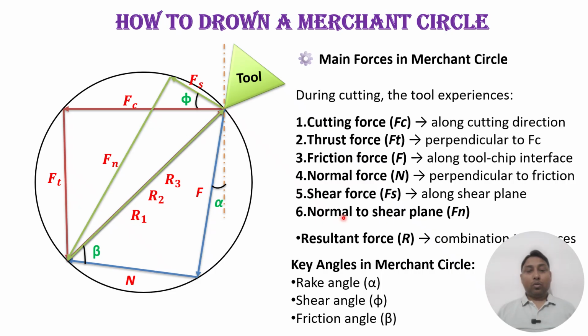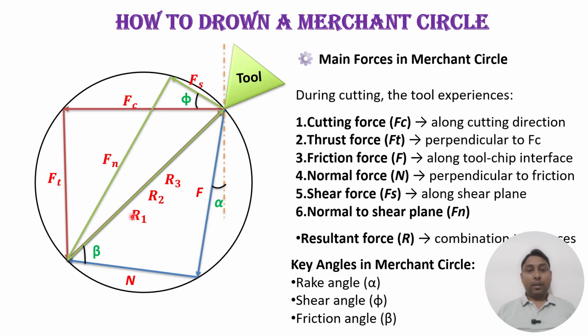So the process to draw a merchant circle diagram: first you have to draw a circle, then you have to draw the tool. Along the rake surface, you have to draw the downward direction friction force. Then along the cutting direction, you have to draw a perpendicular on the tip that is denoted cutting force. On the shear plane, there is a force generated that is called shear force. Now, to counterbalance all the forces, a perpendicular force is generated. Then you have to draw the normal force due to friction, connect normal force and friction force, that provides the resultant one.